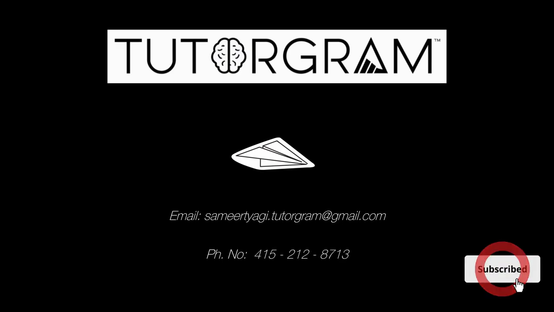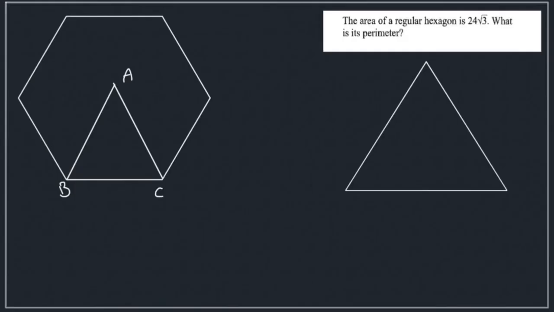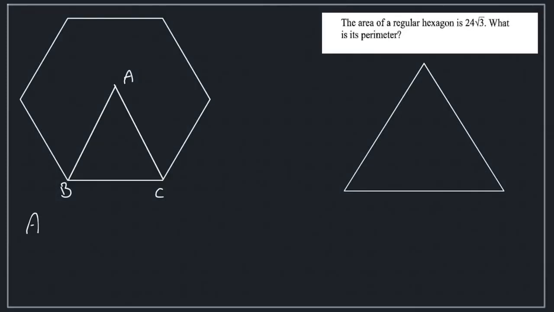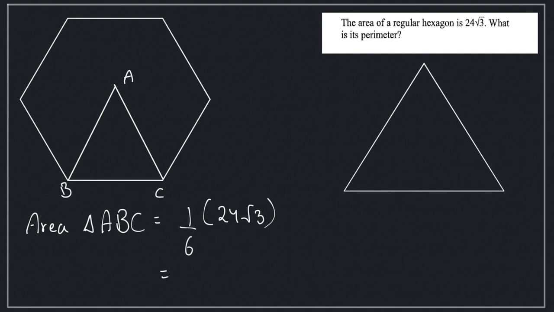In this problem, area of the hexagon is given, and they want us to find the perimeter. In order to find that, we need to find the side of this hexagon. Let's divide this hexagon into 6 equal triangles. Area of each triangle is going to be 1/6 of 24 root 3, which will give us 4 root 3.